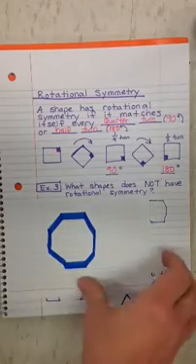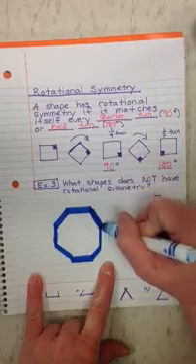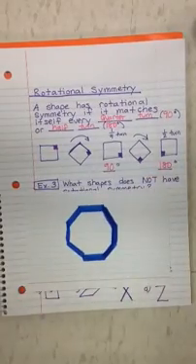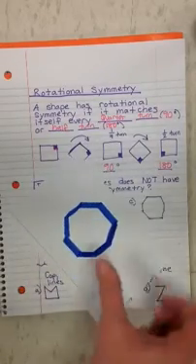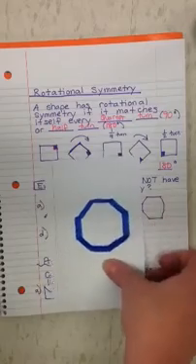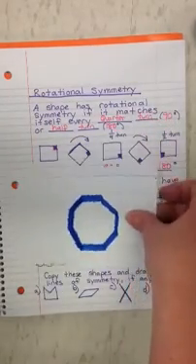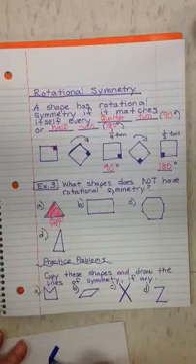Alright, now ignoring the fact that my hexagon is really not that great of a hexagon, let's give this a try. Can I rotate this so that it looks the same? Oh, there's a match. There's a match. There's a match. There's a match. Okay, my hexagon has rotational symmetry.